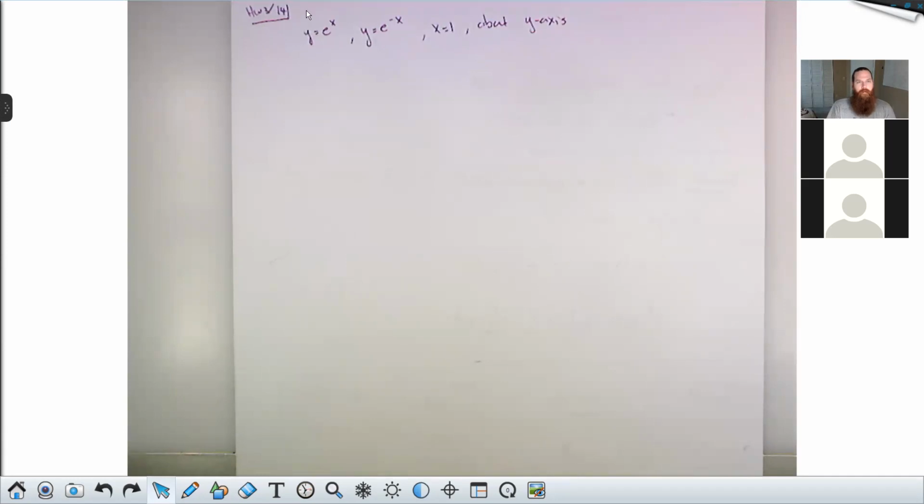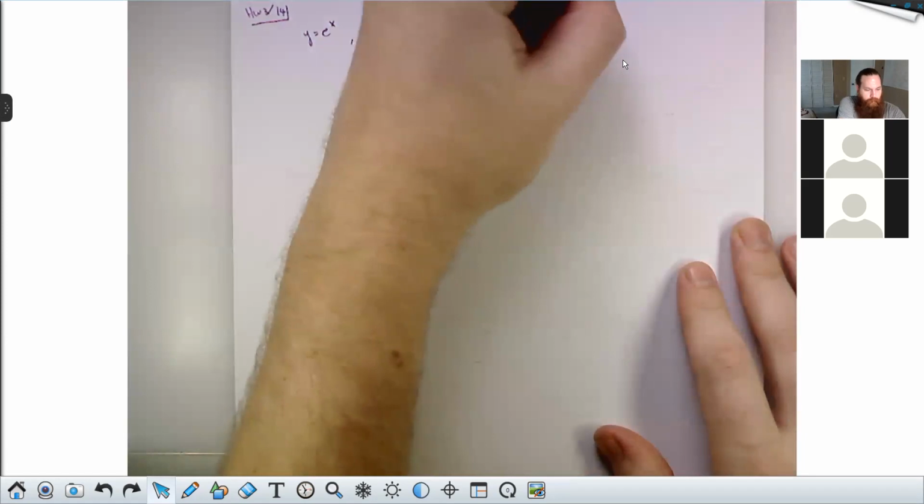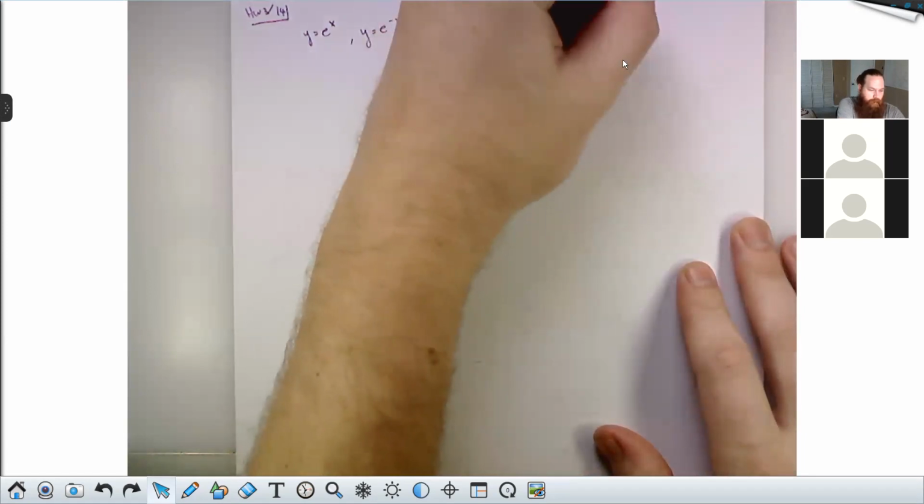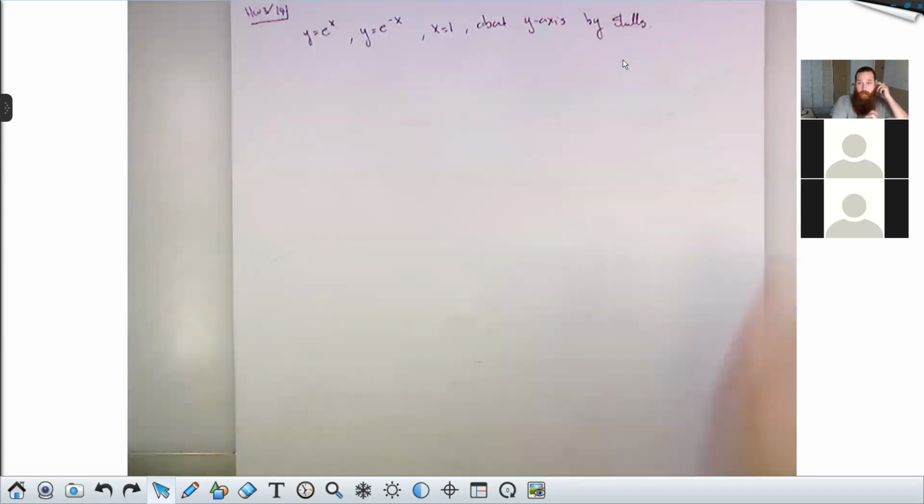Okay, so this is actually a cylindrical shells problem. They ask you to do this by shells. But the integral that you get out, you can't do via the methods that we knew when we learned cylindrical shells. So that's why it lands in this section. So we're just kind of trying to remind you how to set up cylindrical shells problems.